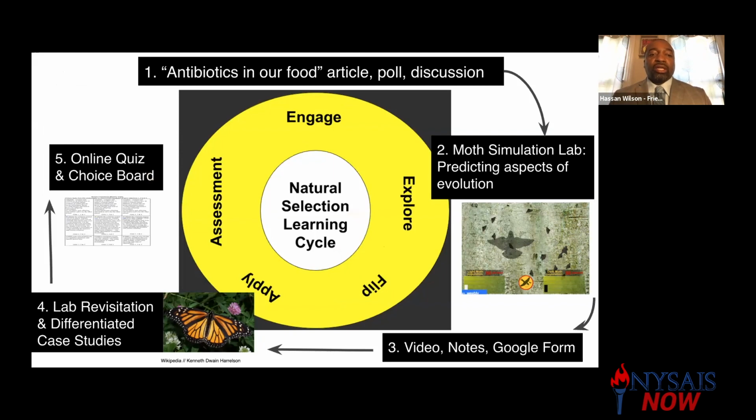This is a natural selection, evolution learning cycle. We start off in engage, and they read this article about farmers who inject their livestock with antibiotics. They found that doing that, we don't quite know why, we have some thoughts about it, but either injecting them or feeding them with antibiotics, the animals actually produce more meat. But those who know evolution and natural selection also know a consequence of that is the development of antibiotic-resistant bacteria. So there's an evolution of the bacteria, and the populations are becoming resistant to those antibiotics.